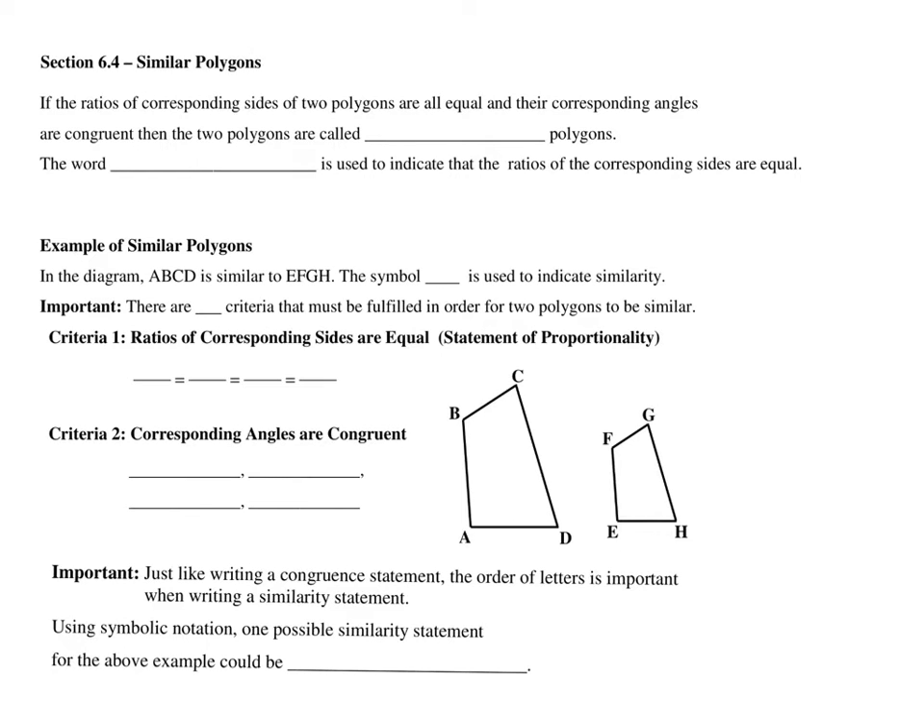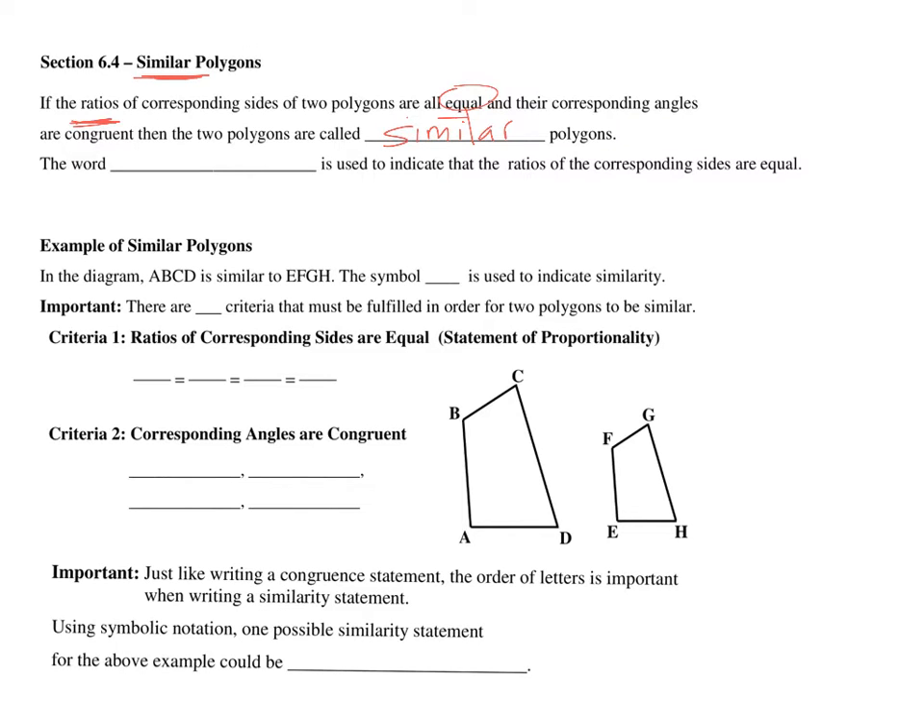All right, starting lesson 6.4, similar polygons. Similar, a big idea. If the ratios of corresponding sides of two polygons are equal and their corresponding angles are congruent, then the two polygons are called similar polygons. The key idea is that the ratios of the corresponding sides are equal.